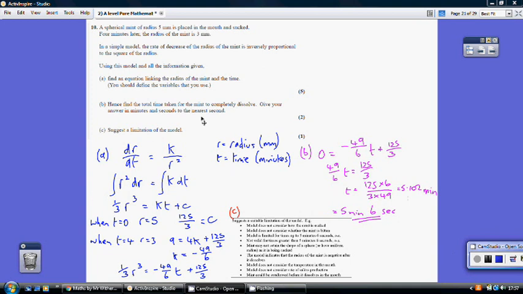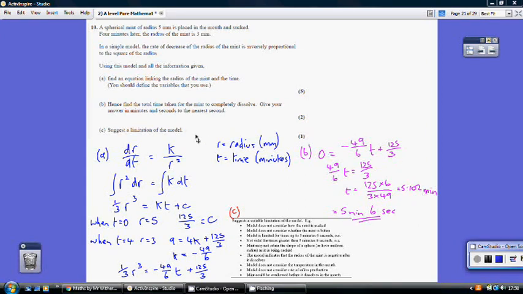Part B, find the time for the mint to completely dissolve. So we need to work through until the radius equals 0. So 0 equals minus 49 over 6 t plus 125 over 3. So rearranging, we get t equaling 5.102 minutes, which is 5 minutes 6 seconds. I've just taken the 0.102 and multiplied it by 60.